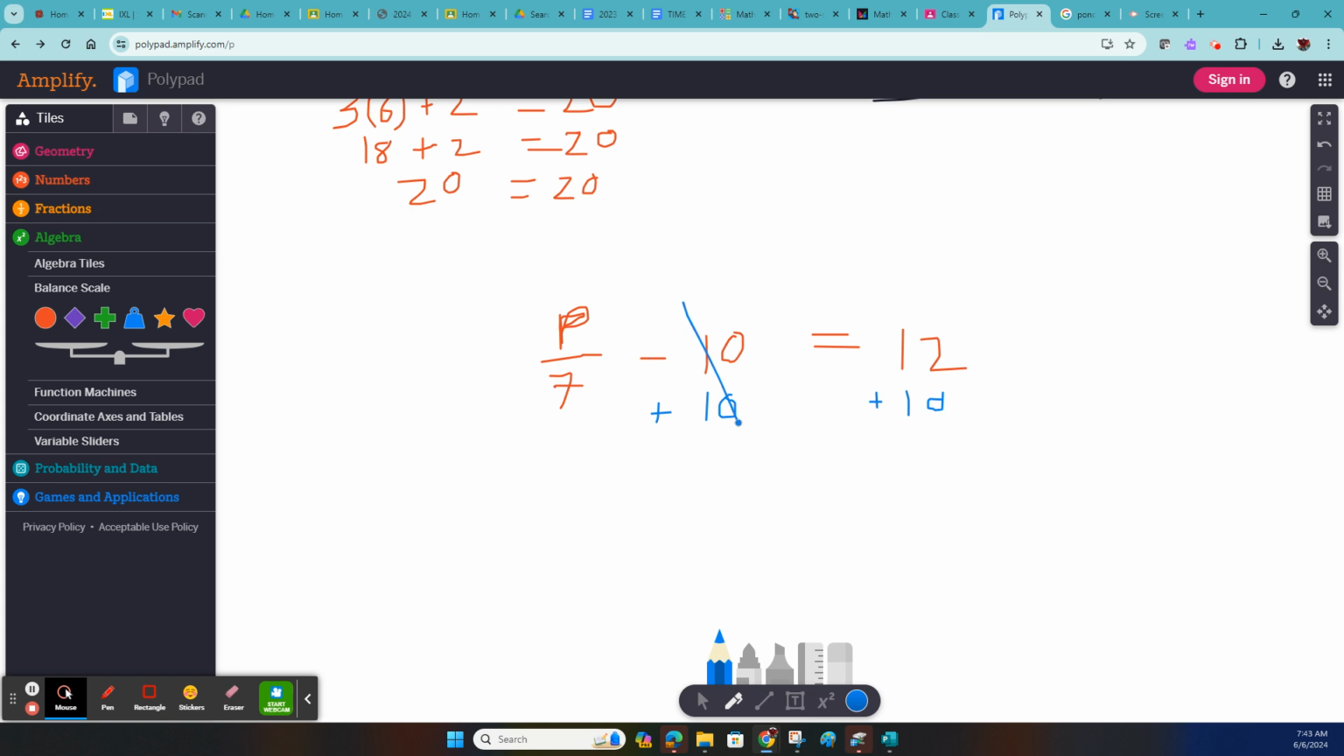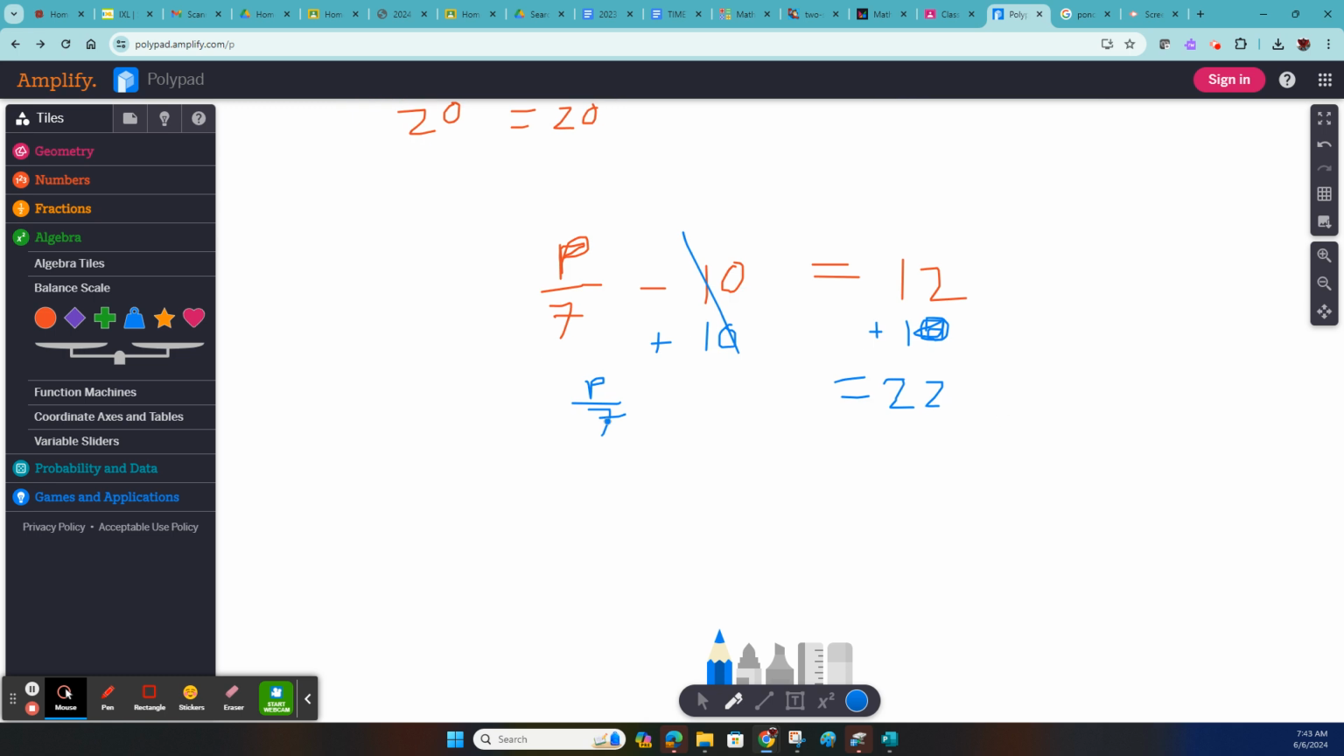Subtract 10 and add 10 cancels. Yikes. Sorry, 12 plus 10 equals 22. There we go. Equal sign drops down. P divided by 7. That'll drop down too. Okay. Now, I've just got a one-step equation left over. I've got to get P by itself. How do I do that? Well, it's divided by 7 right now. What's the inverse of divided by 7? Yep, times by 7. I'll do it on both sides, so our scale can remain balanced.